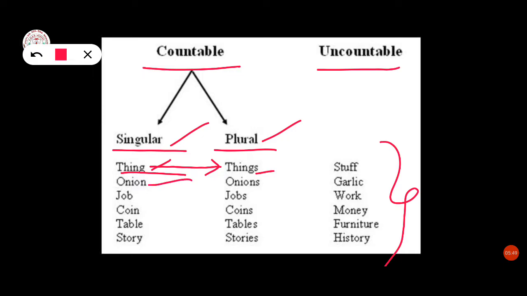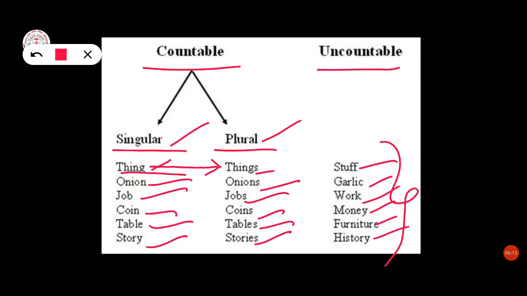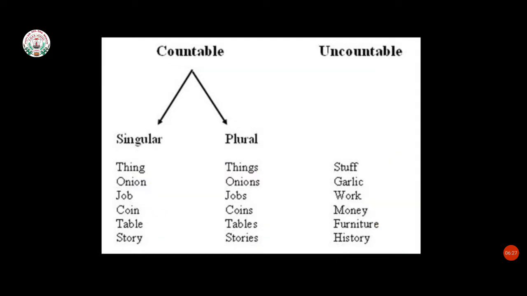Second one, onion. Onion is changed to onions. Then job to jobs. Coin to coins. Table to tables, and story to stories. But when we are learning about uncountable nouns, the examples are these: we can't say furnitures, it is furniture. Histories is not a correct word, it is uncountable because we can't count the history. So all this comes under uncountable nouns.